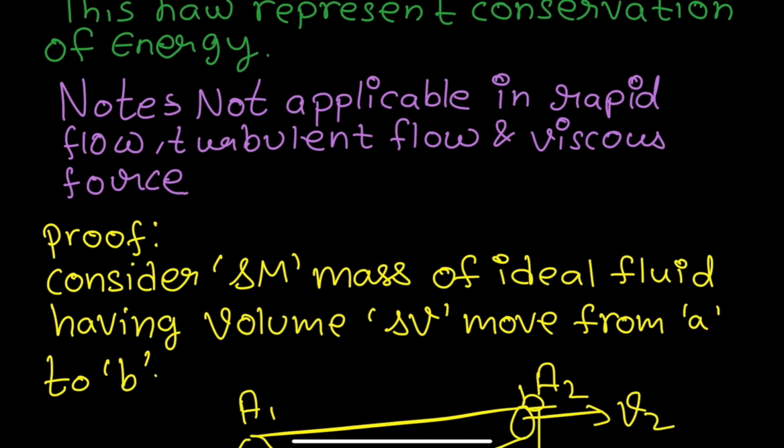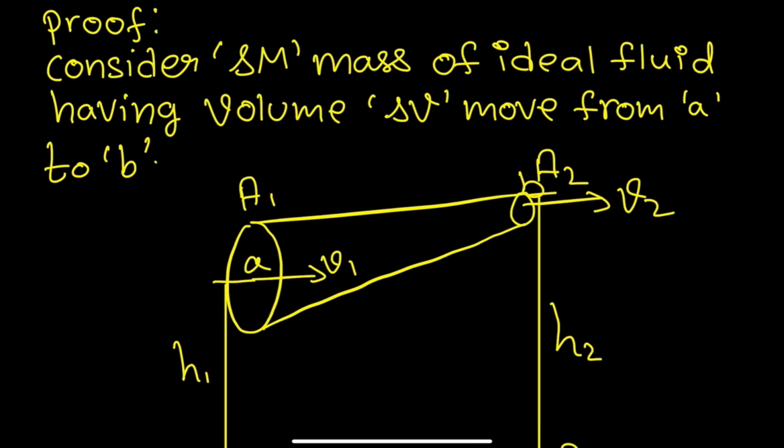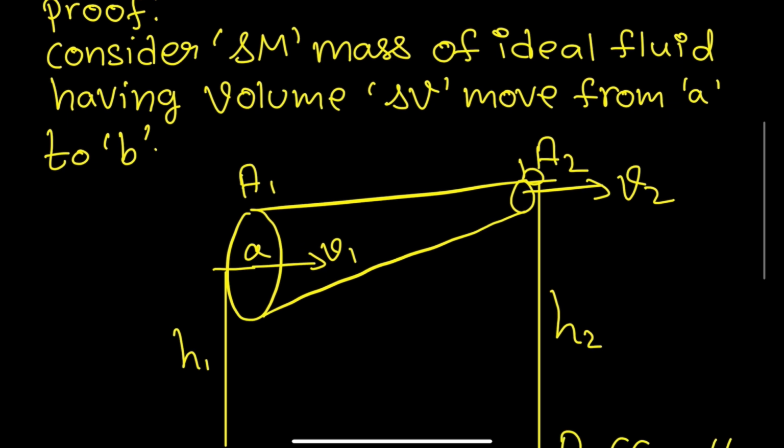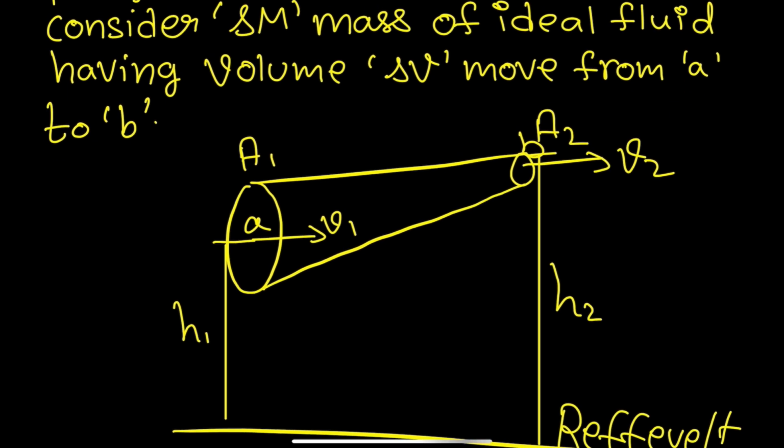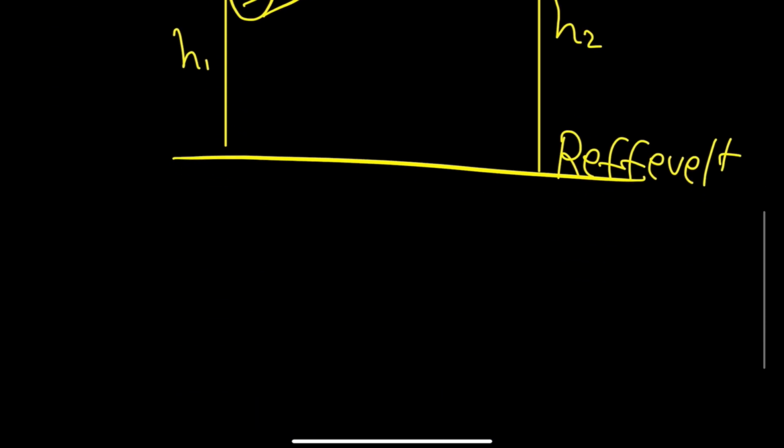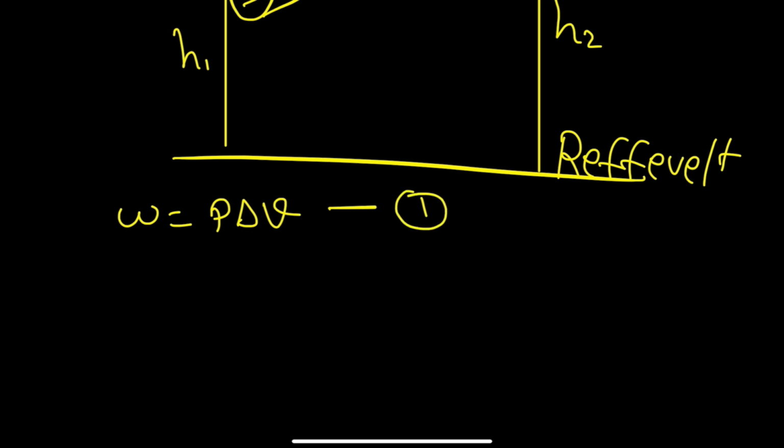How should we derive the equation of Bernoulli? So the proof is that we have to consider delta M mass of ideal fluid. This is delta M mass of ideal fluid having volume delta V which is moving from A to B. Now we know that work done is equal to P delta V. This is a pressure volume work done and we can write this as P1 minus P2 delta V.